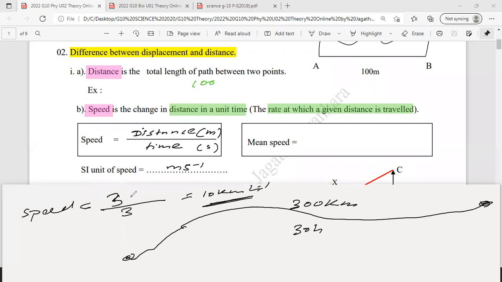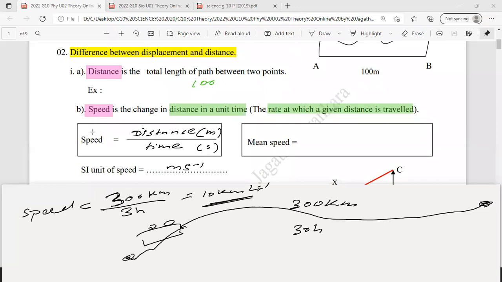300 kilometers divided by 3 hours. Then you get the answer 100 kilometers per hour, km h^-1. But it doesn't mean the vehicle is going at the same speed until it reaches the destination. It might slow down. That's why we need to calculate the mean speed.